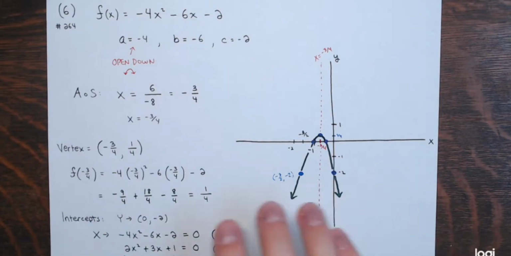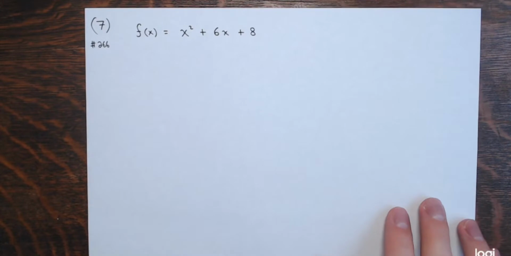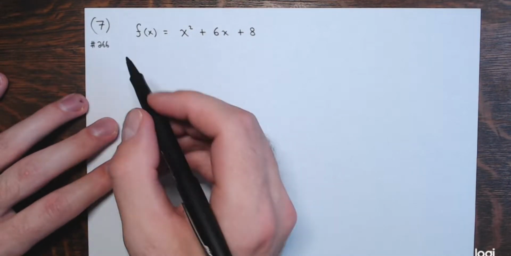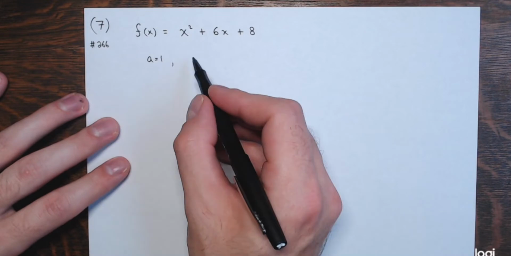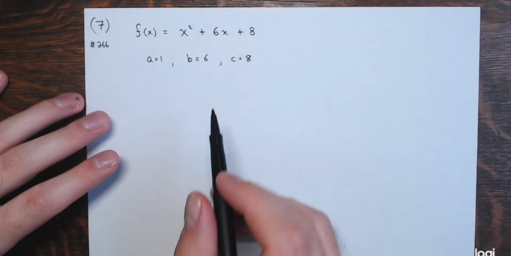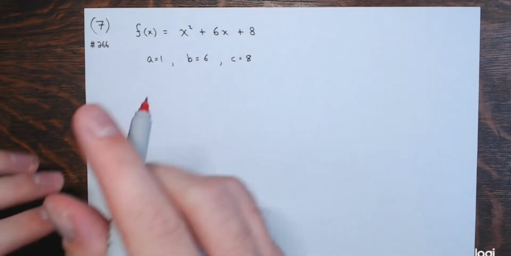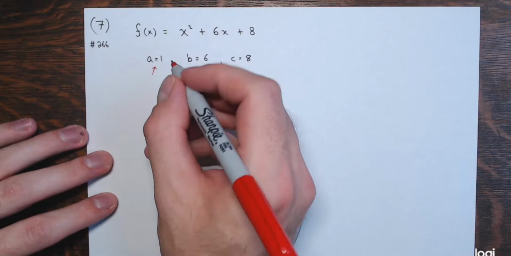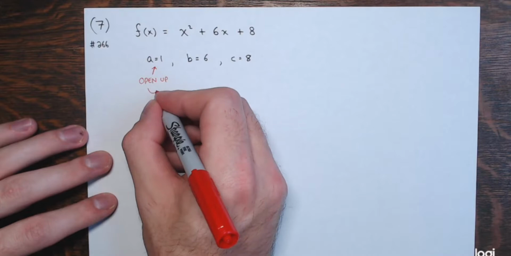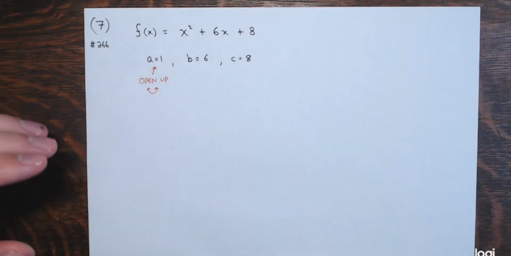All right, let's keep doing it. Got just a few more, 3 more. And I'm doing the same thing every single time. All right, so here f of x equals x squared plus 6x plus 8. A is 1, B is 6, C is 8. It's in that form that I want. The lead coefficient is positive, so this is going to be opening up. And the vertex will be the lowest point of the graph.